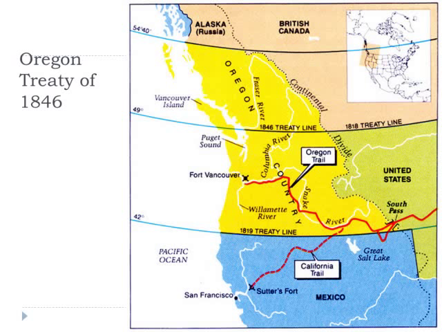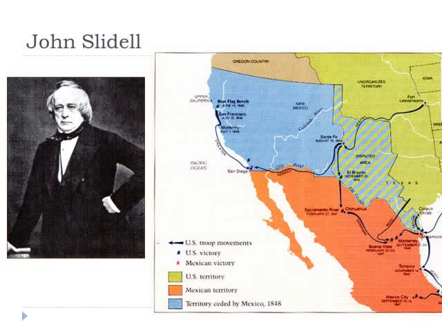But he does want what? He wants the rest of the West. And specifically, he wants California. So he sends John Slidell to Mexico. And he says, hey, Mexico, can I buy California for how much? $30 million. Mexico says, no way. You stole Texas from us. There's no way I'm going to give you California.